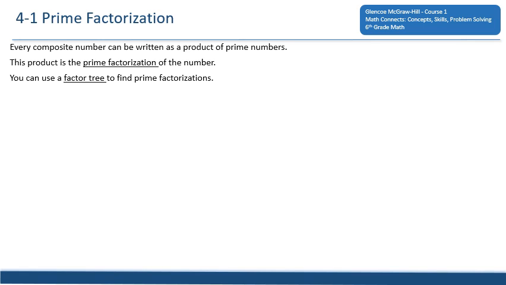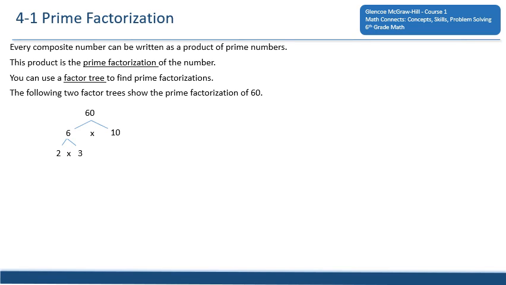And you can use a factor tree to find prime factorizations. The following 2 factor trees show the prime factorization of 60. So we have 60, and we know that 6 will go into 60 times 10. And then 6 can be factored into 2 times 3, and 10 can be factored into 2 times 5.